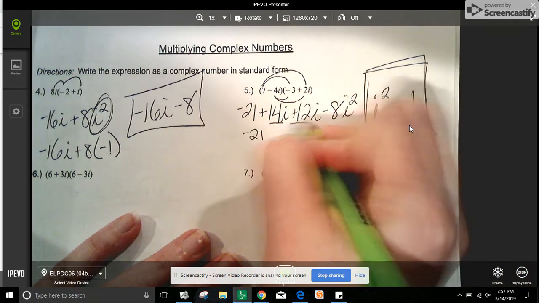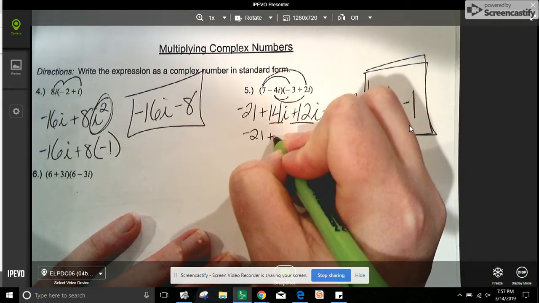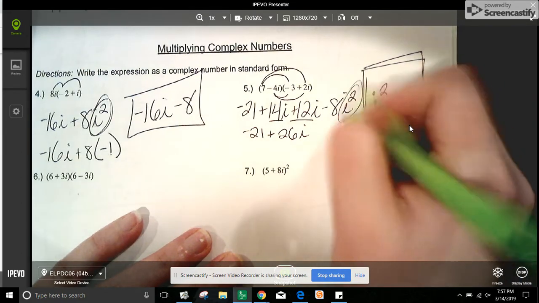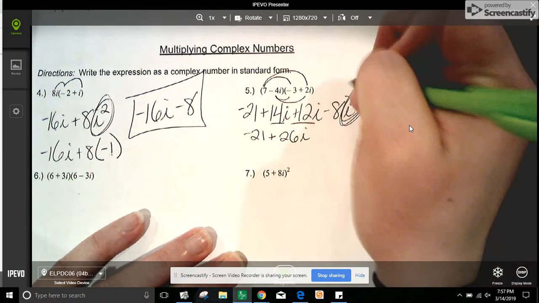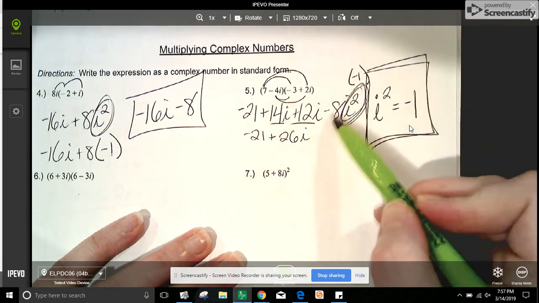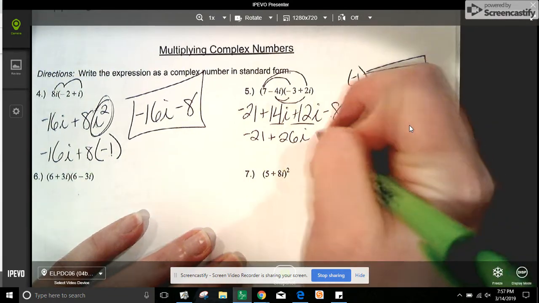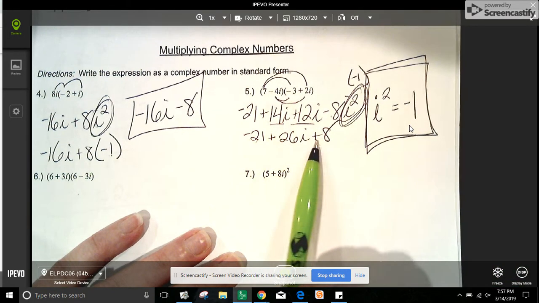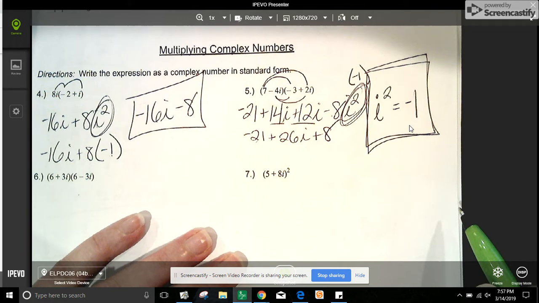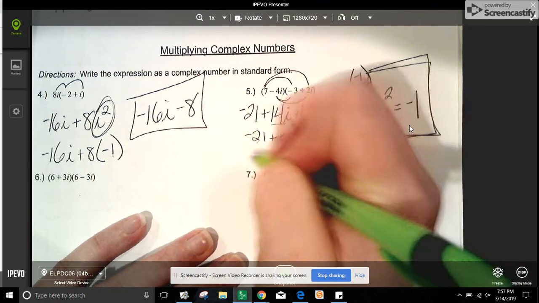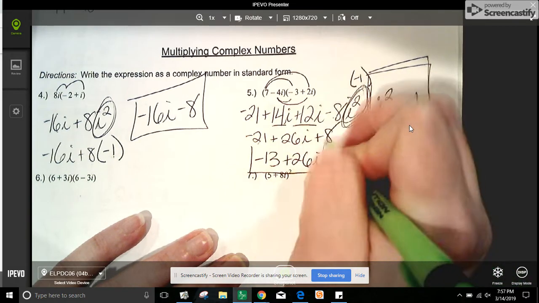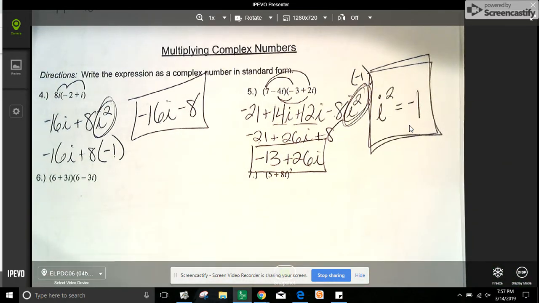So 14 plus 12 would be positive 26i. And then remember, wherever you see an i squared, this is like negative 1. So really this is negative 8 times negative 1, which is positive 8. And now I have negative 21 plus 8, which would be negative 13. So negative 13 plus 26i.